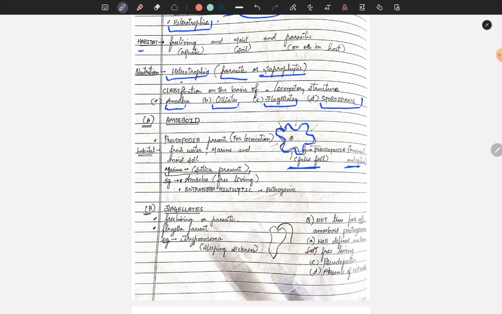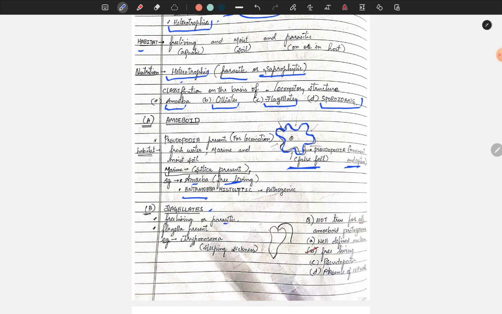Now coming to examples, amoeba is free living, but Entamoeba histolytica is pathogenic. It comes in human health and diseases in class 12. I'm going to explain even that also. Here amoeba is free living and Entamoeba histolytica is pathogenic. These are the two examples which you must remember. And next come flagellates.